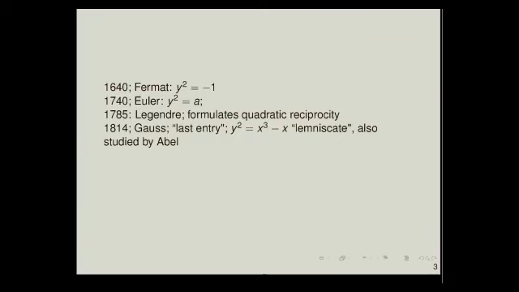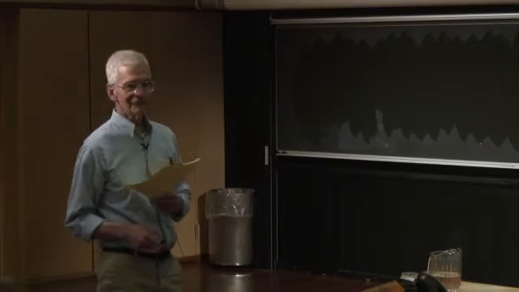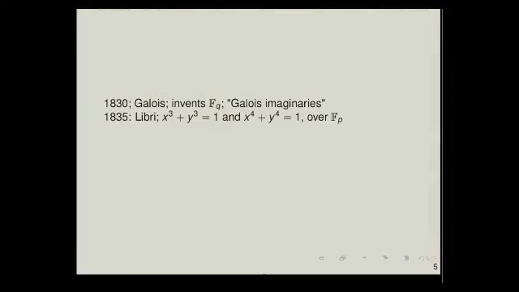The so-called last entry in Gauss's diary, he counts the number of solutions mod p of this so-called lemniscate equation. He says it's by induction, and it's only in 1920 or so that both Artin and Herglotz make rigorous what he said. But this lemniscate is also studied by Abel. And then the next step in our story, in 1830, Galois invents finite fields that aren't prime fields. And they'll play a big role in the story that's coming.